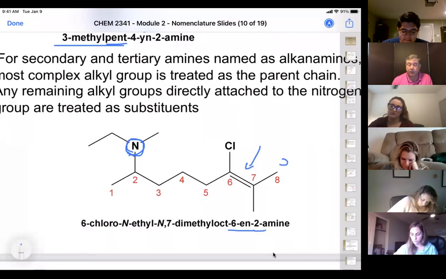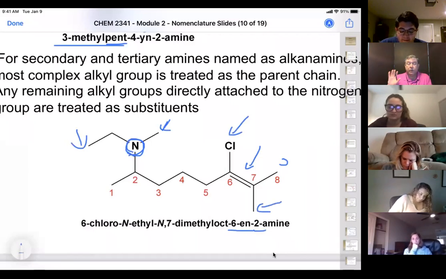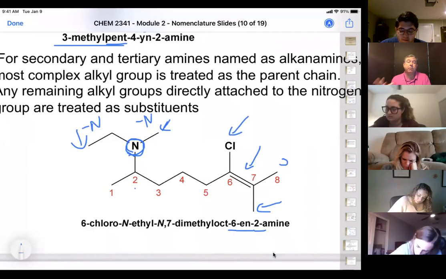Okay. Now we also have a chloro, we have a methyl, and we have an ethyl. Okay. So those are the, oh, we have another methyl down here. So we have a total of 4 substituents we need to locate. We have the numbering from here, and these substituents are both going to have N's on them because they're attached to the nitrogen. Now we alphabetize. Chlorine comes before ethyl, comes before methyl.